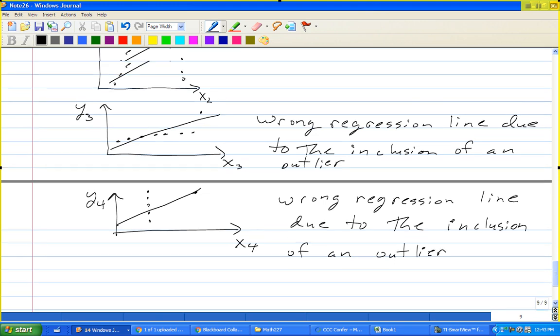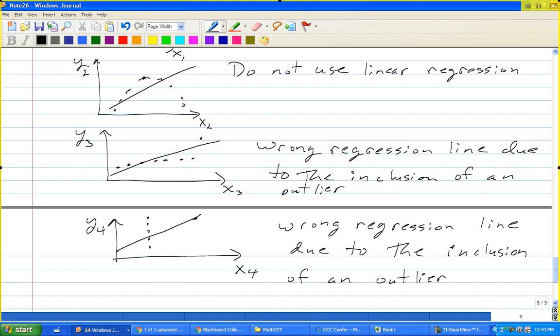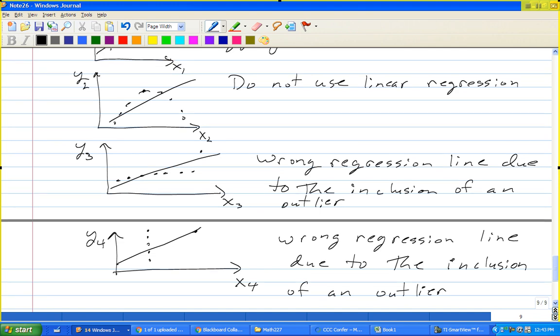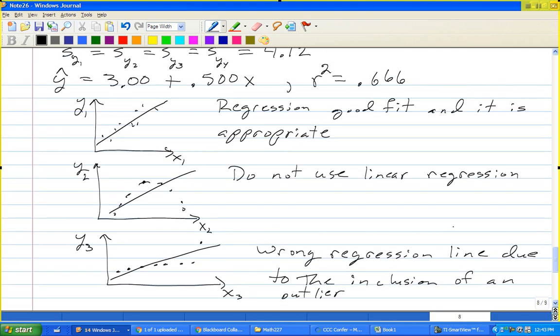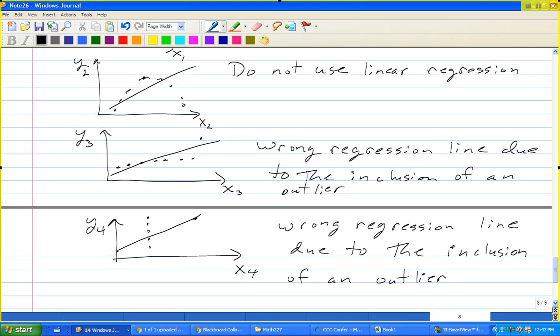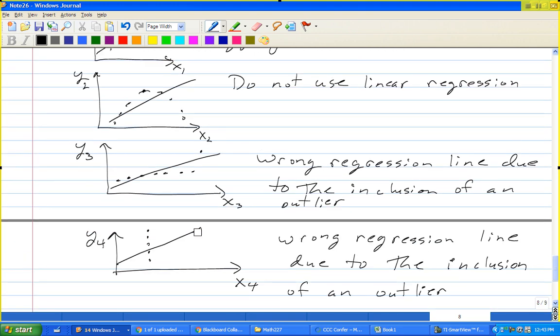Okay, so you should check that the data more or less lies along a line. Then, if there are outliers, you should take out your outliers. Otherwise, you're going to get a wrong line. And of course, if it's not linear, then you cannot use linear regression.